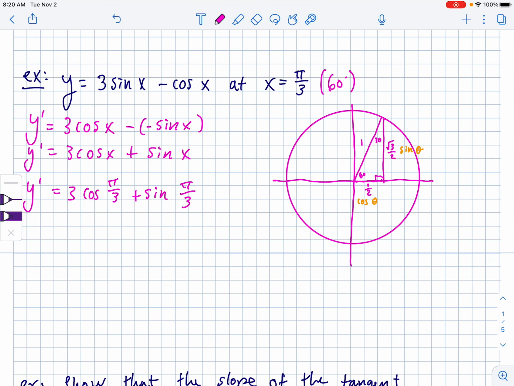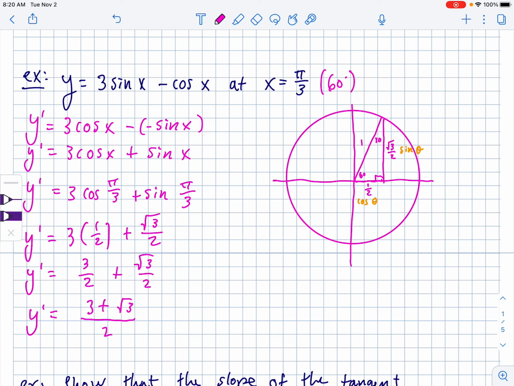So now getting back to my problem, I can see that the cosine is 1/2. So this becomes y prime equals 3 times 1/2, and then the sine is root 3 over 2. So this is 3/2 plus root 3 over 2. They already have a common denominator. Score. There's your final answer. Oh, yeah, that is the slope. It's just a funny slope, 3 plus root 3 over 2.